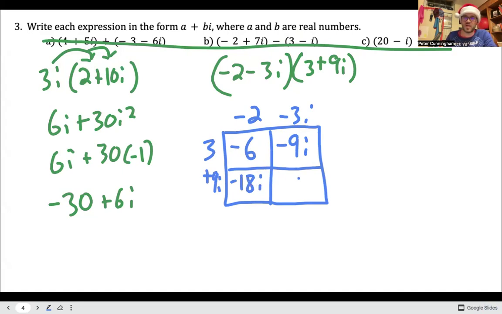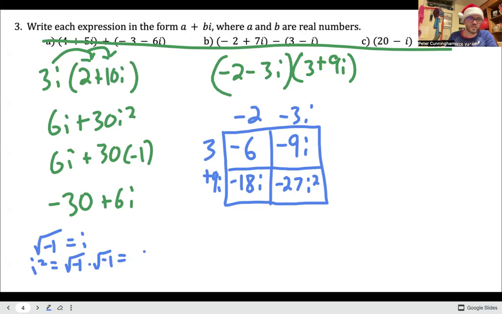And 3 times 9 is 27. It's a negative. Therefore, it should be -27. I times I is I squared. I kind of skated over this a little too quick, maybe. Remember, the square root of -1 is I, which means that I squared is the square root of -1 times the square root of -1. So I squared effectively is -1.